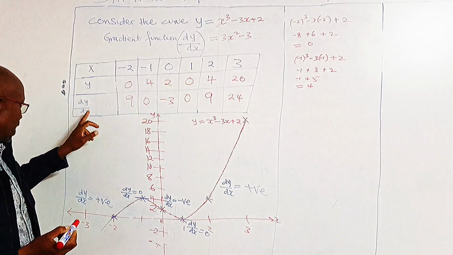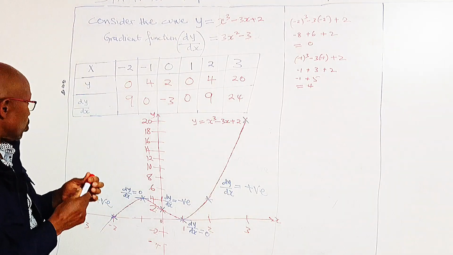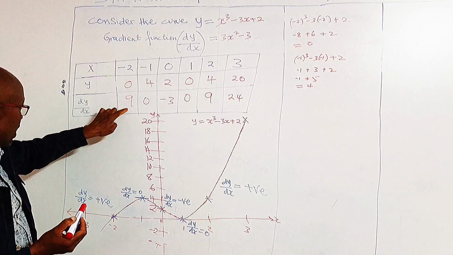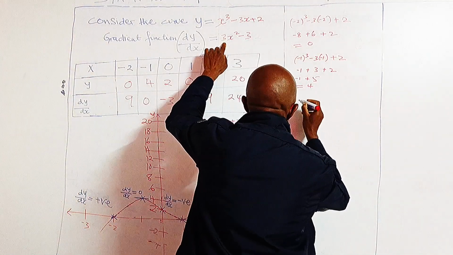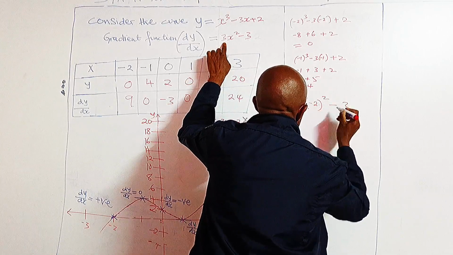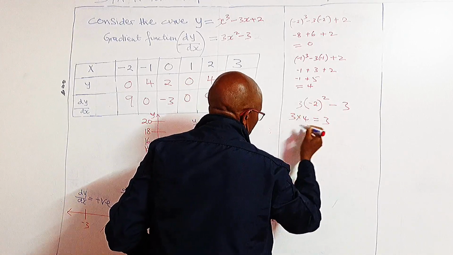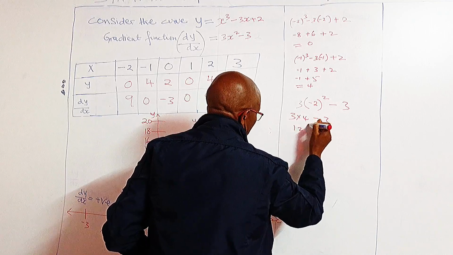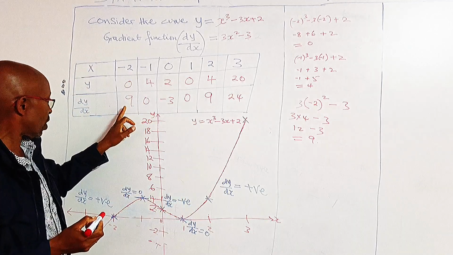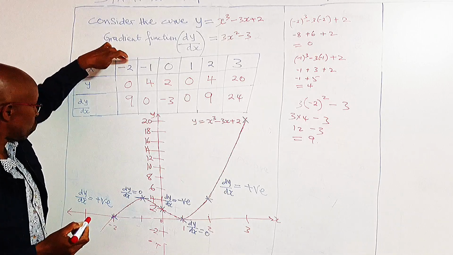Now to get the dy/dx, we substitute the value of x into our gradient function. So for example, when x is negative 2, to get 9 as dy/dx, we have 3 times negative 2 squared, then minus 3. Negative 2 squared is 4, so this is 3 times 4, which is 12, minus 3, which is equal to 9.